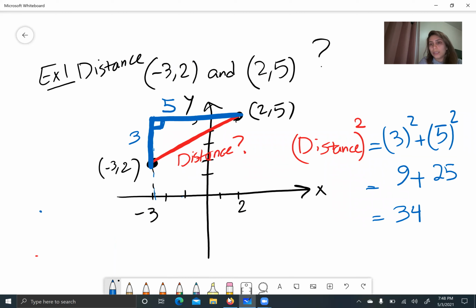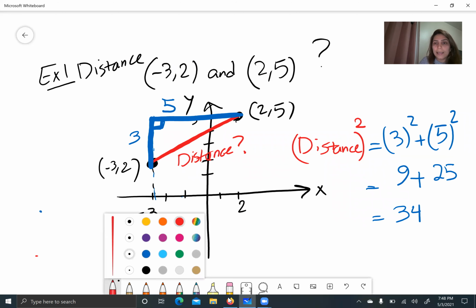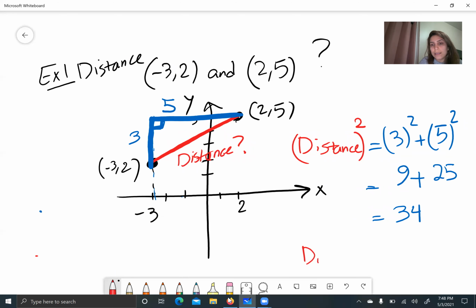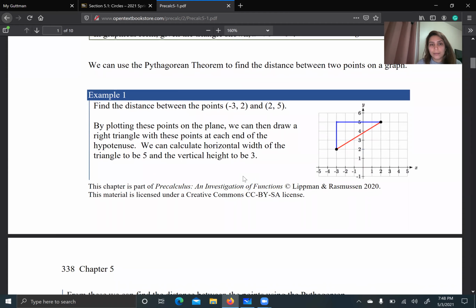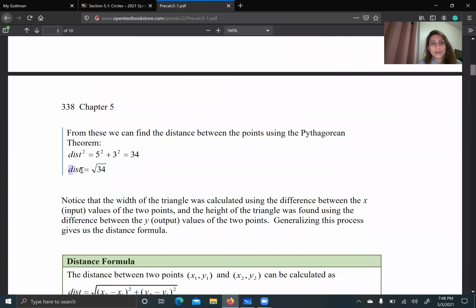So this is going to give us 34. But please pay attention that this is the distance squared. So the distance between these 2 points is the square root of 34, which you can estimate with a calculator. So the distance is the square root of 34.